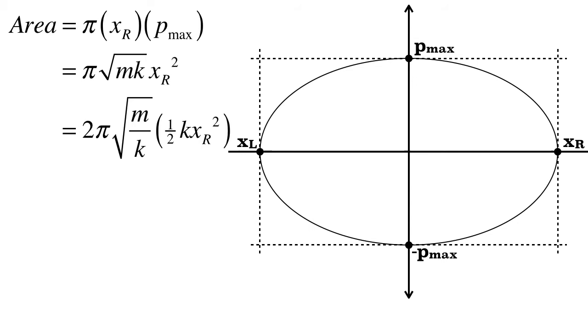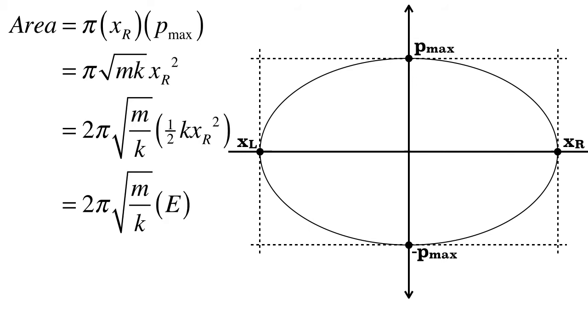Because 1/2 k times x_r squared is, for our system, the total mechanical energy. So the final version of this: 2 pi, the area is 2 pi times this weird looking square root. We're going to tackle that in a second. M over k started out as mk all on one line. Now to get capital E, total energy, we had to change that a little bit.